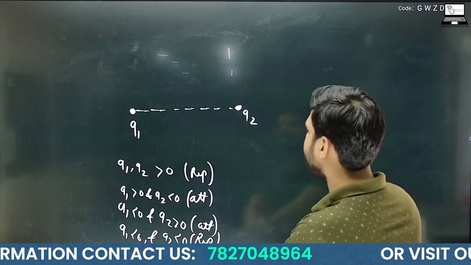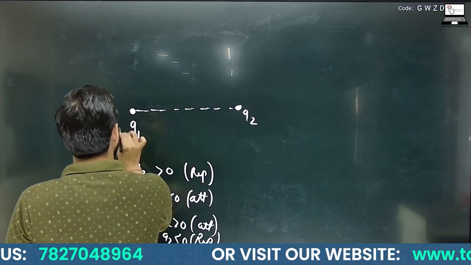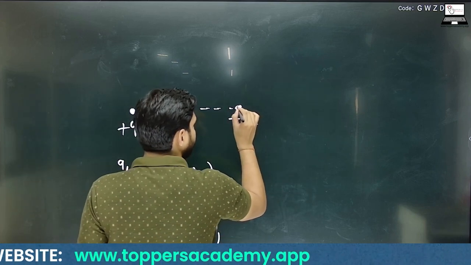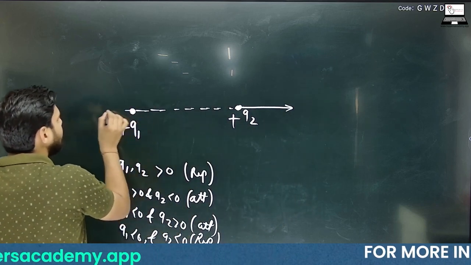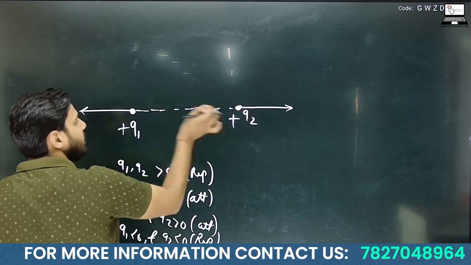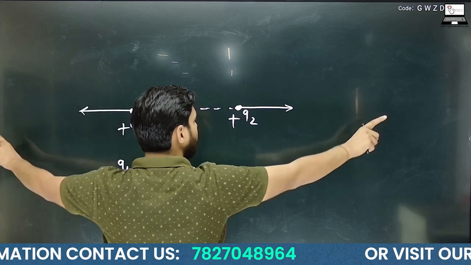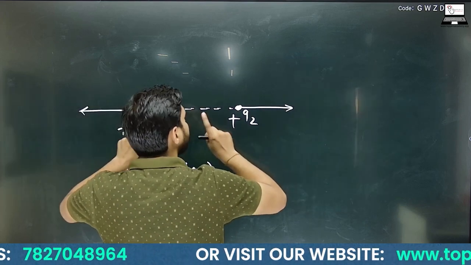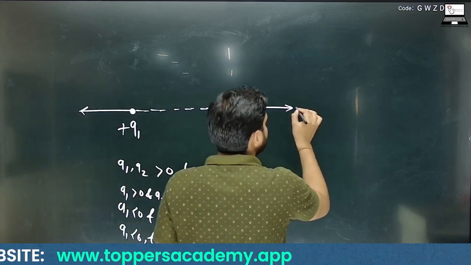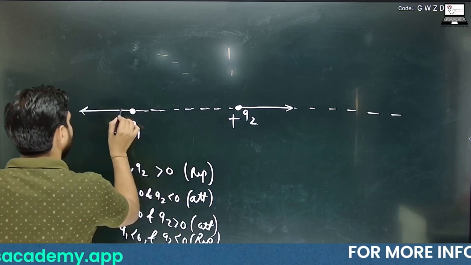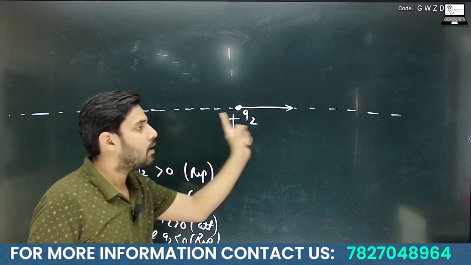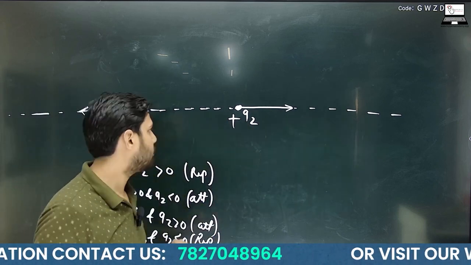By this method, let me explain one thing. Let us suppose we have these two positive charges. Now the force will be along the line joining the two charges. This is the line joining the two charges. Along the line means when we extend the line, the force acts in the direction of the line. This is the extension of the line joining the two charges. The force will be applied along the line. Clear?